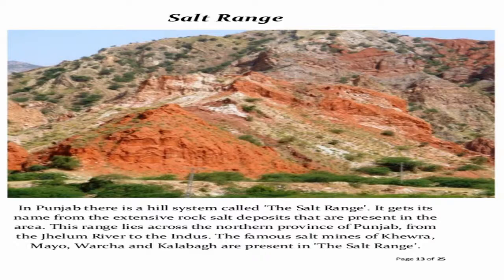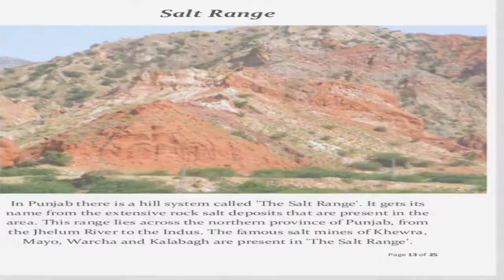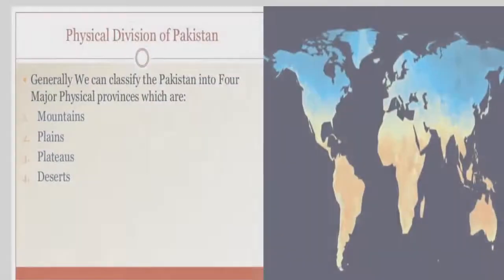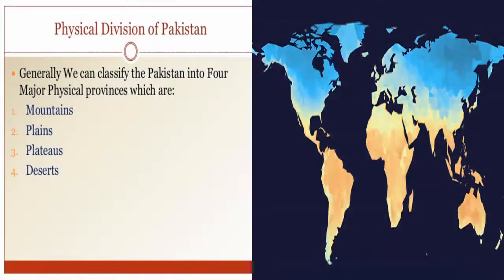and the highest point of the Salt Range is 1522 meters. Okay, and do you know which is the highest mountain of Punjab? Well, Sakesar is the highest mountain of Punjab, and guys, Sakesar is located in Swan Valley in Khushab district. So let's discuss the physical division of Pakistan.